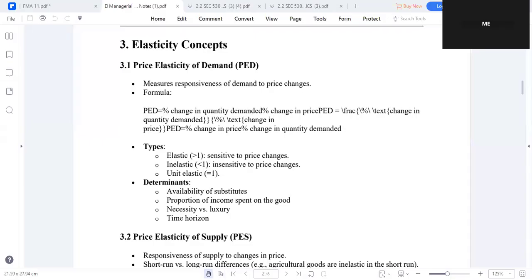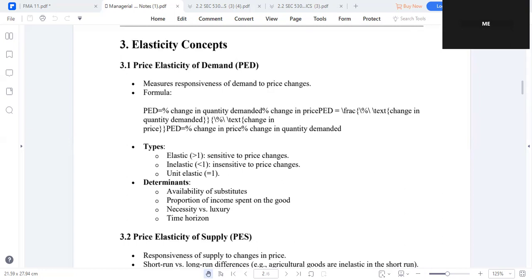Our session today will be elasticity. Elasticity is very important because this concept helps us understand how responsive one variable is with respect to another. In the context of demand, which we have been looking at, elasticity helps firms and policymakers understand how prices or incomes will affect the quantity demanded for a good or a service.